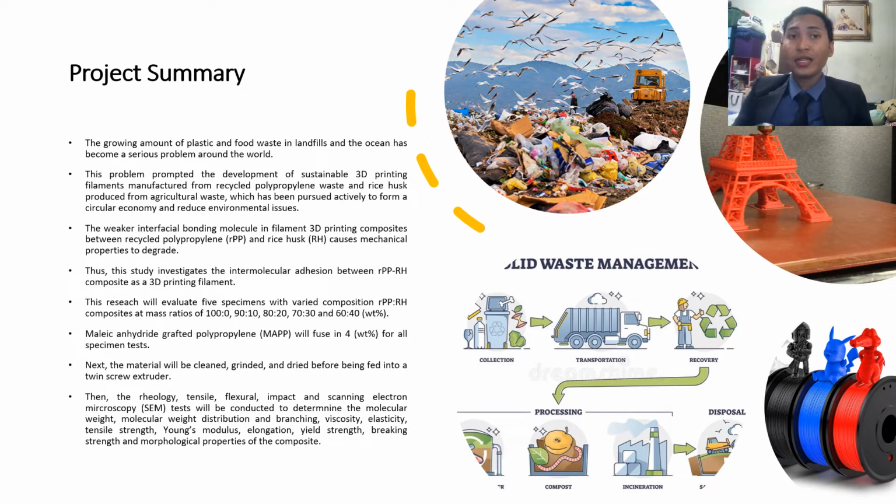The problem for this project is the weaker interfacial bonding in the composite between recycled PP and rice husk, which may degrade the mechanical properties. So for this project, we study the interfacial adhesion between recycled PP and RH as a 3D printing filament. For this research, 5 specimens will be tested with different fiber ratios, which are 0, 10, 20, 30, and 40%. Maleic anhydride grafted polypropylene will be used as a compatibilizer between these two materials.